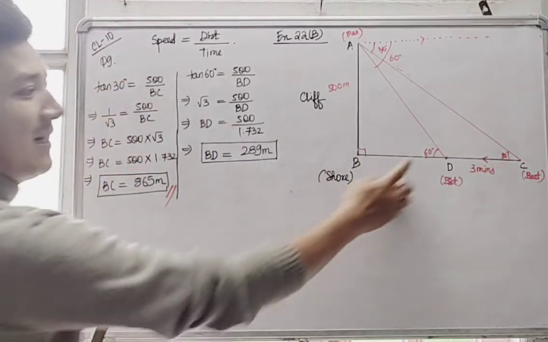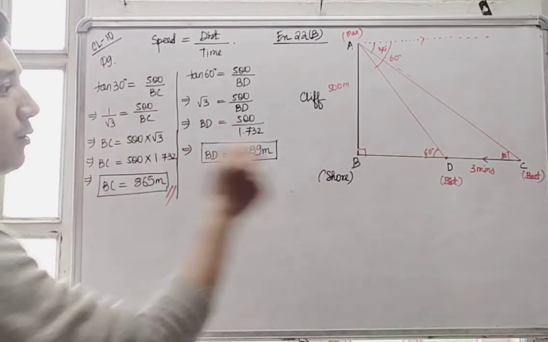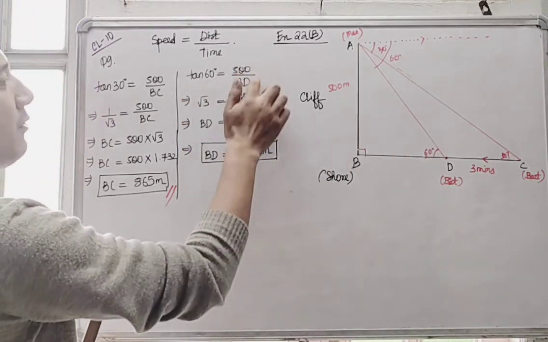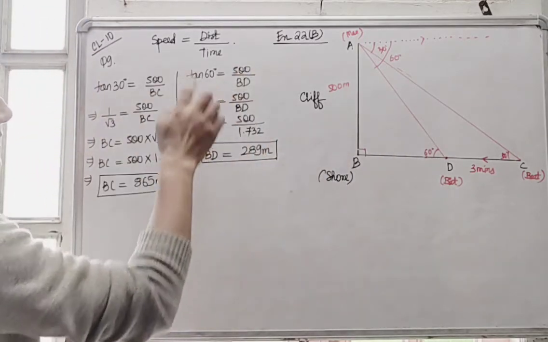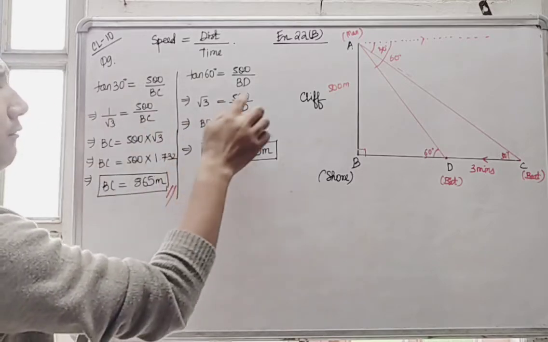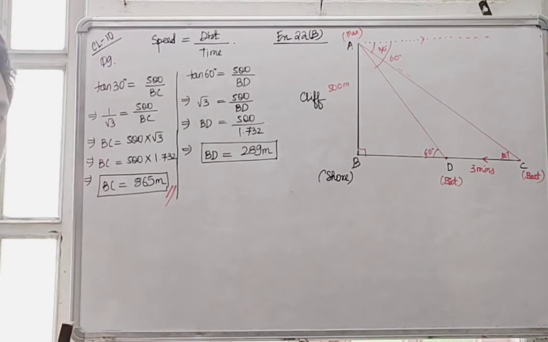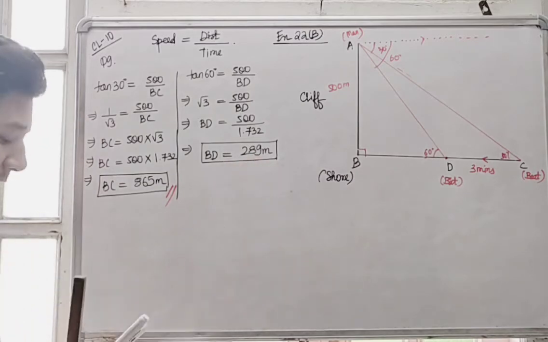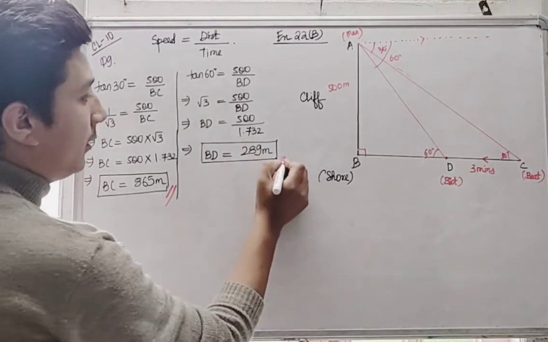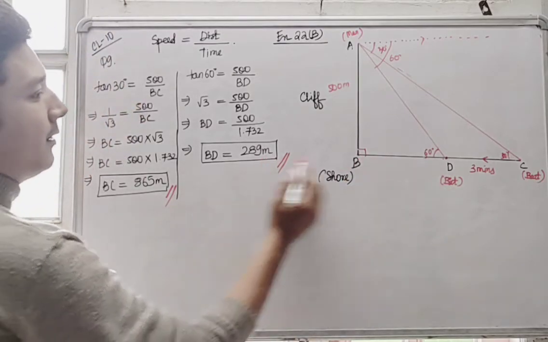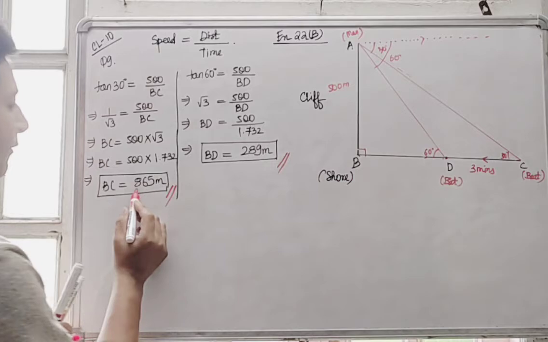So similarly, you used tan 30. Now you use tan 60. So tan 60 is also perpendicular by base. So tan 60 is 500 by BD. So tan 60 is root 3, equals 500 by BD. So BD equals 500 by 1.732. And if you do it, you'll get 289 meters. All right boys, so from here to here it is 289. From here to here it is 865.